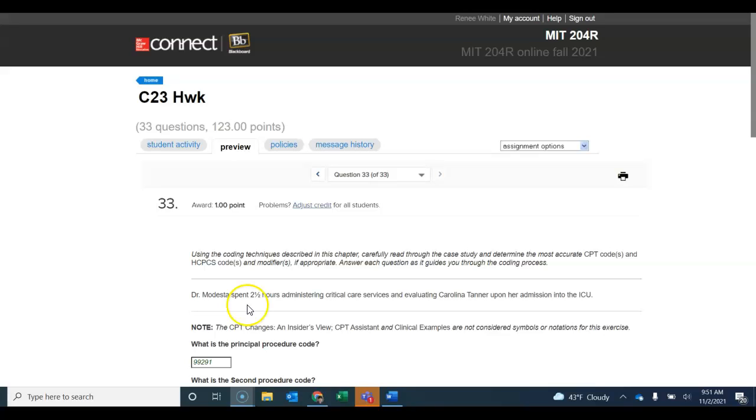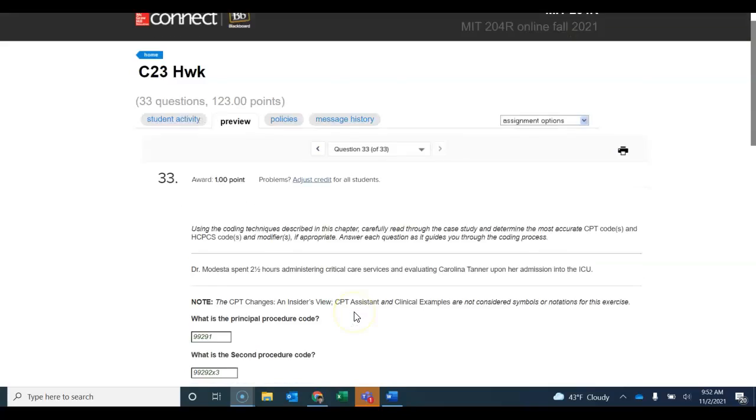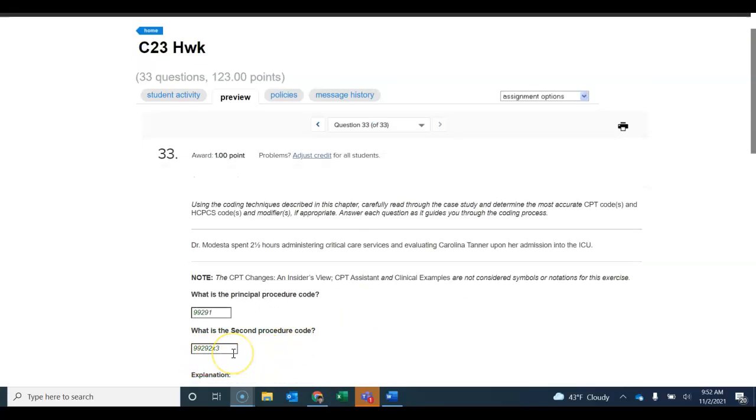And a 99292 times 3 units, okay? A 99291 is always only going to be 1 unit, and you don't have to put the times 1, okay? So you're going to put a 99291 and then your second code is going to be a 99292 times 3. So you're going to express that like this. Okay? Because this is your first code, this is an add-on. But because those are your only two codes, you have to do multiple units of this one to get the appropriate reimbursement and the appropriate code for the amount of time the physician spent in the critical care.